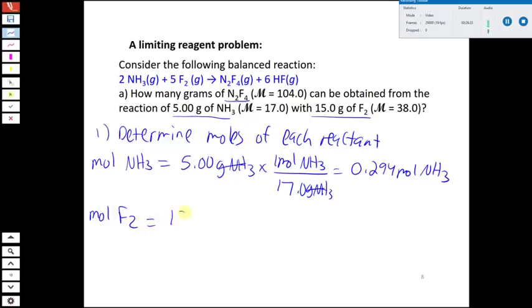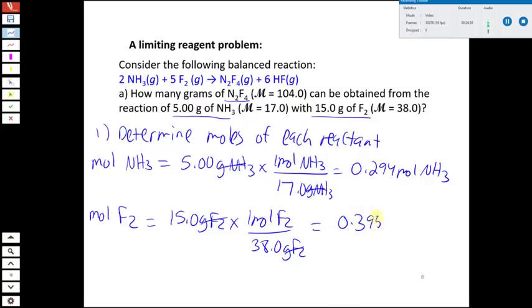F2, we're going to take 15 grams of F2 and convert that to moles using its molar mass, which is going to be given to us here. Remember, the script capital M means molar mass in this context. All right, so 1 mole is 38 grams. We divide those two, and we get 0.395 moles of F2.